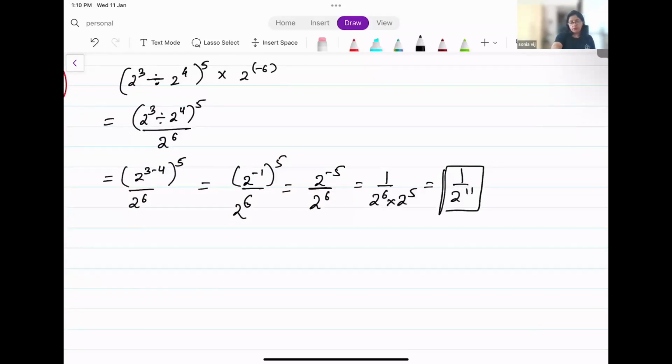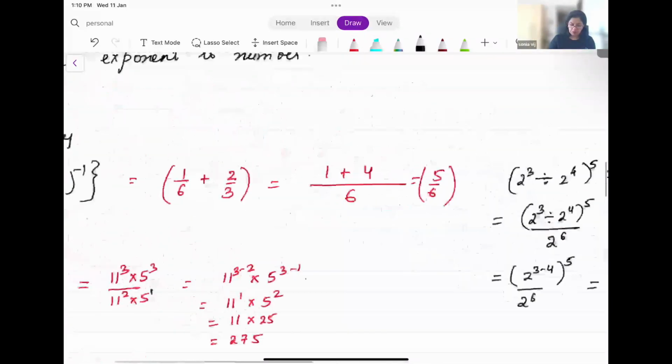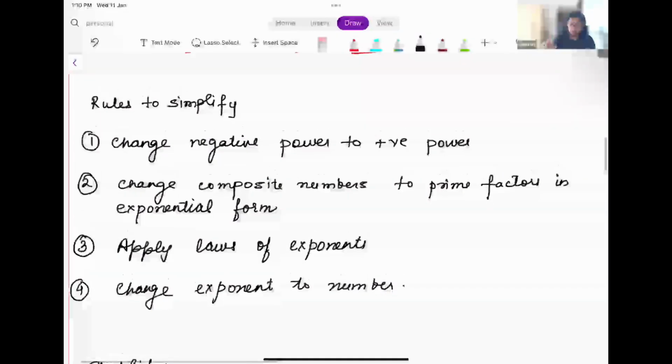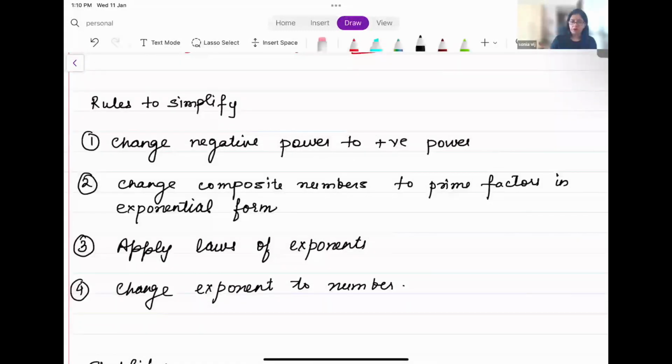I hope this explains how we are using the different steps that I have taught you here. Change negative power to positive, change composite numbers to prime factors, apply the laws, and change exponents to numbers as demanded by the question. Let's move on to the next type of the questions asked in this chapter.